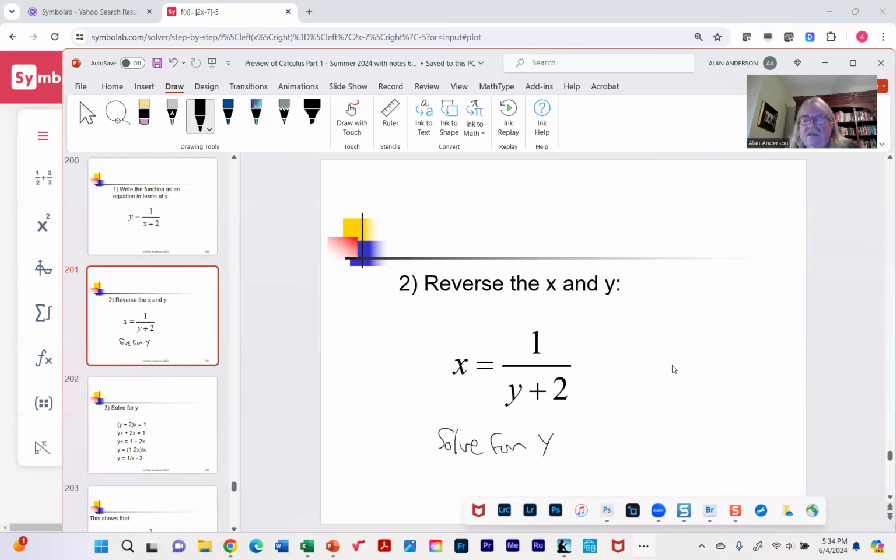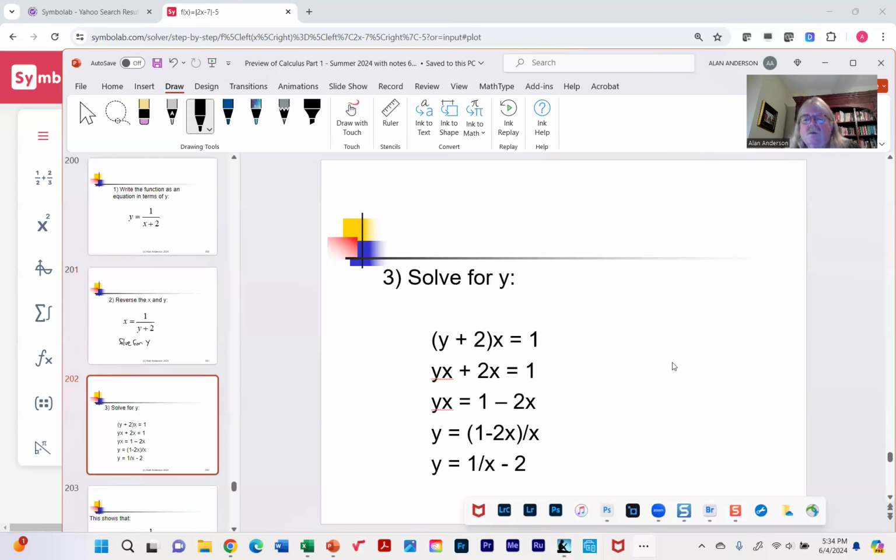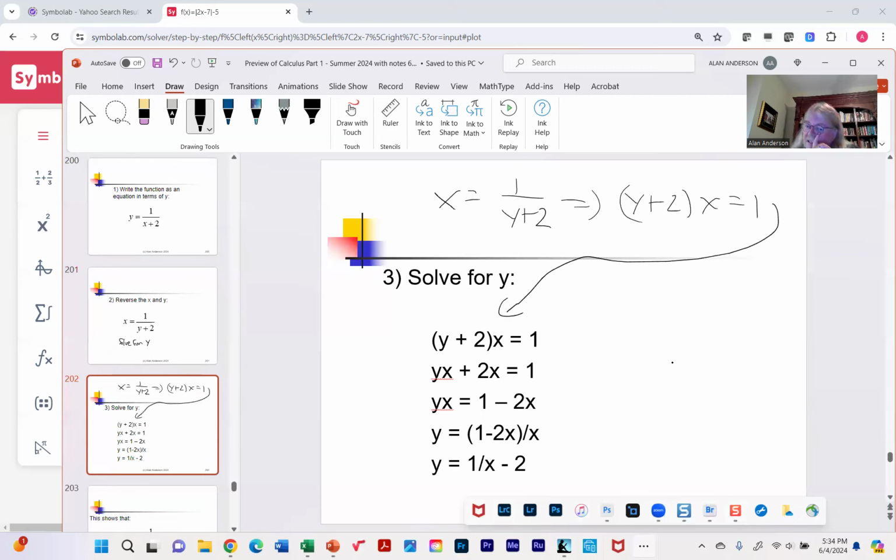So algebraically, if x equals 1 over y plus 2, the first thing we do is multiply. And that brings us to here. Then you distribute x over these two terms, leaving you with yx plus 2x equals 1. Now I gather up, I subtracted the 2x from both sides, I divided out the x, and this is my inverse.